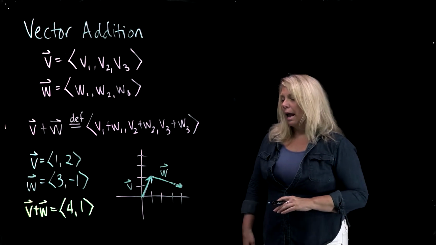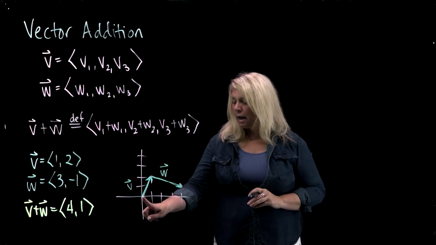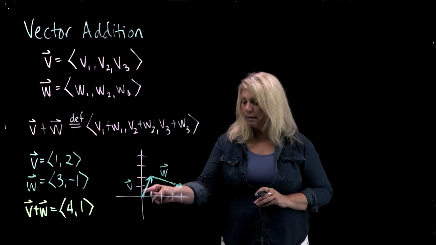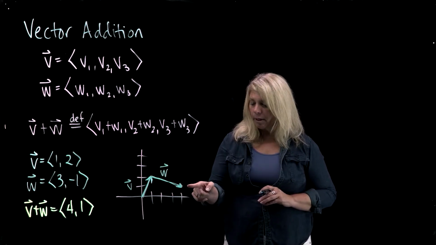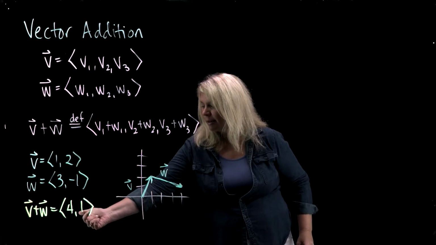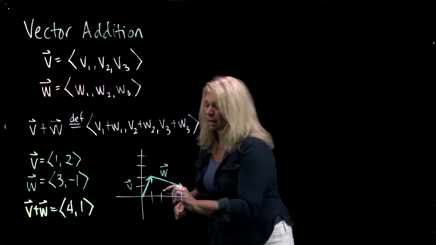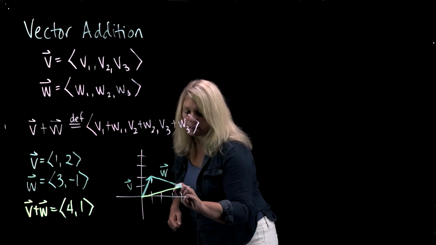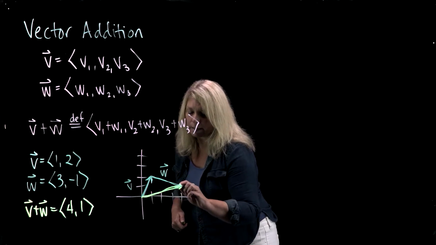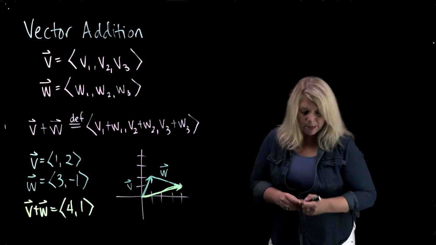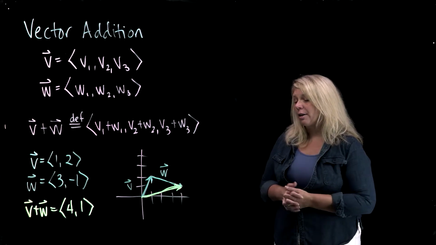All right. And then if we look at the origin and the terminal point of where this vector that is V followed by W is, you can see that that gives me my vector V plus W. So if I draw that vector V plus W with its tail at the origin, you can see that it ends up there.